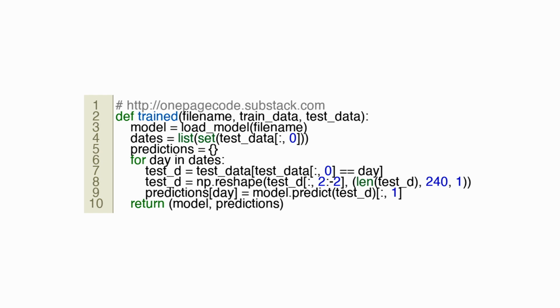It then reshapes the selected data to be in the format expected by the model. The model makes a prediction based on this data and stores it in the predictions dictionary, with the date as the key and the prediction as the corresponding value. Once all the dates have been iterated through, the function returns the model and the predictions as a tuple.